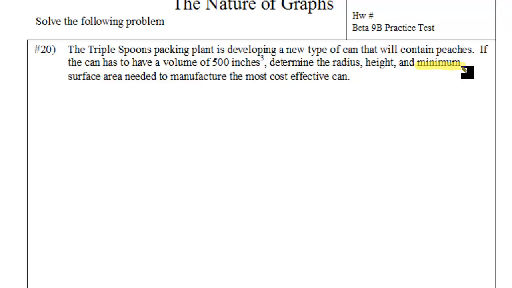If you're going to minimize the surface area, that means you need to find the derivative of the surface area, set it equal to 0, and find its minimum point. Let's say we use x and y's, the x would be, well, depends on what it is. Could be radius or height. And the y would be the smallest surface area. So let's first draw this can.